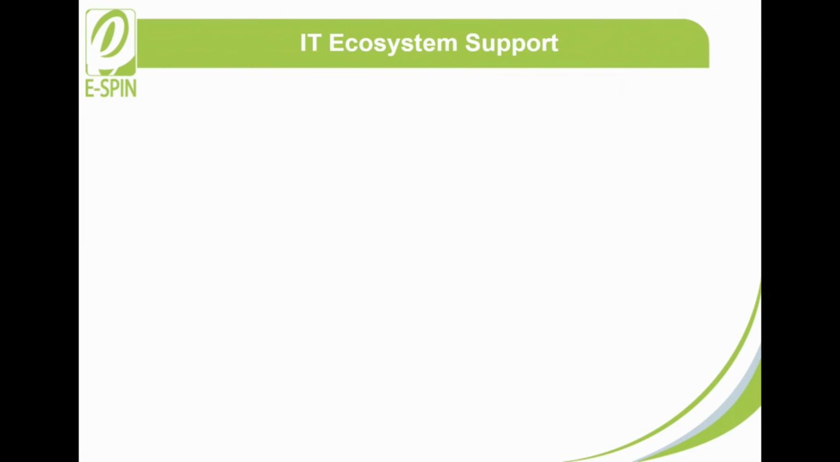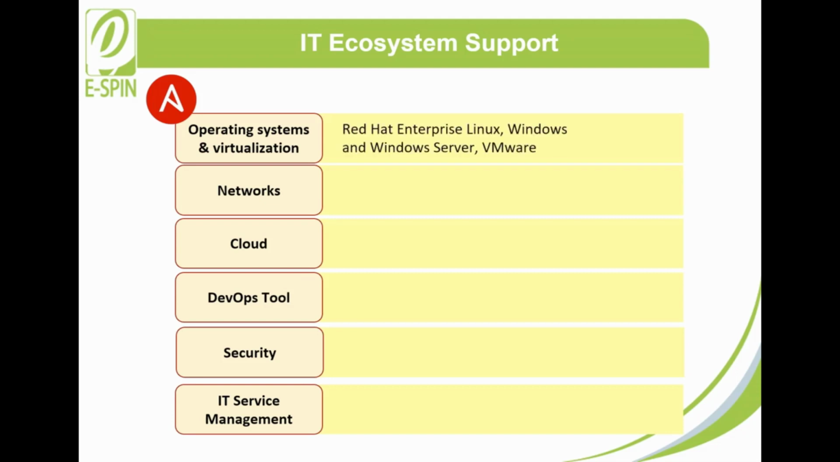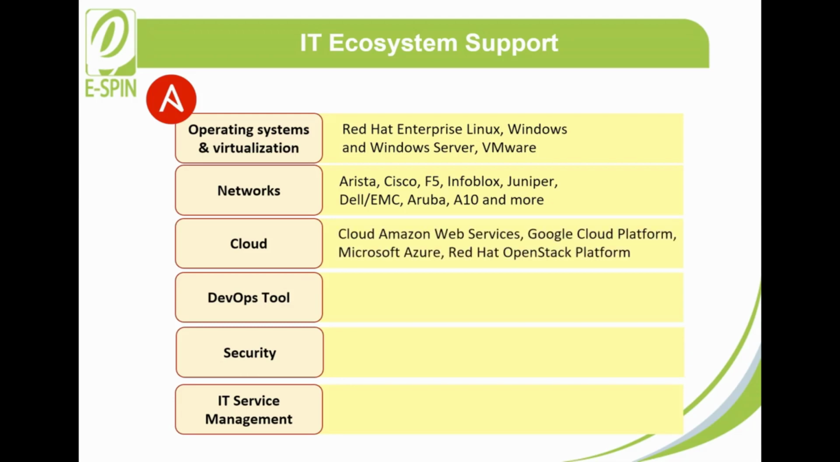Red Hat Ansible Automation Platform supports a variety of platforms across servers, clouds, networks, and containers to enable your automation journey. For operating systems and virtualization, there are Red Hat Enterprise Linux, Windows, and Windows Server as well as VMware. For networks, the support includes Arista, Cisco, F5, Infoblox, Juniper, Dell/EMC, Aruba, A10 and more. For cloud, there are Amazon Web Services, Google Cloud Platform, Microsoft Azure, Red Hat OpenStack Platform.